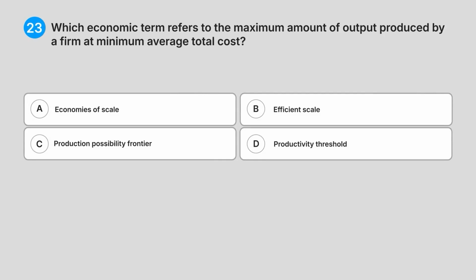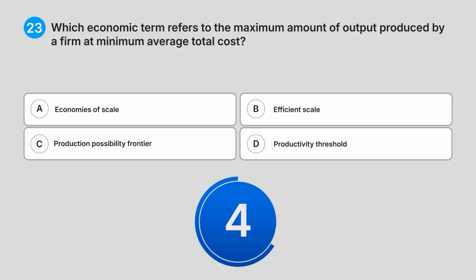23. Which economic term refers to the maximum amount of output produced by a firm at minimum average total cost? A. Economies of scale. B. Efficient scale. C. Production possibility frontier. D. Productivity threshold. Do you know the answer?